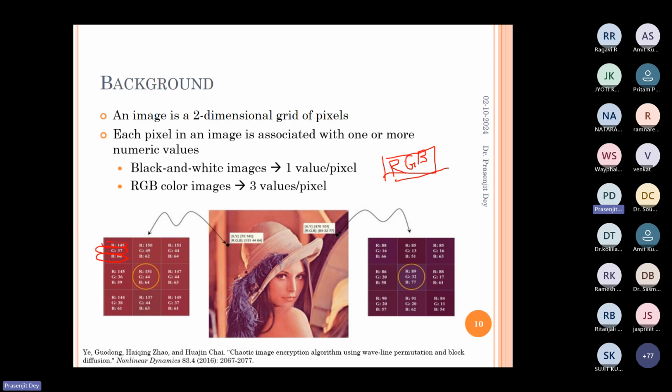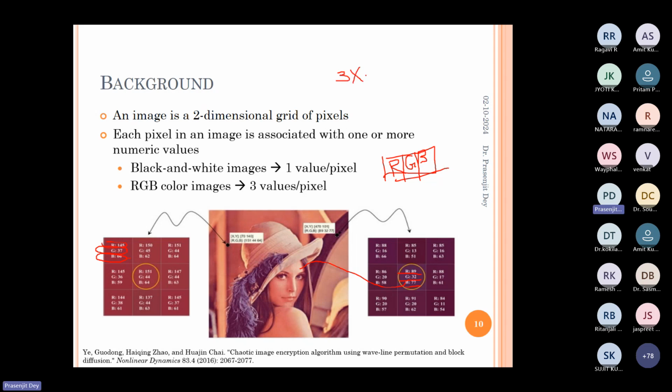So in computer vision technology or any camera technology, we use three channels: one with respect to red, one with respect to green, and one with respect to blue. Based on the combination of red, green, and blue, we can generate any color. So a color image is sometimes represented by the RGB model or RGB channels. In this pixel, the red value is 89, the green value is 32, and the blue value is 77. So each pixel has three values.